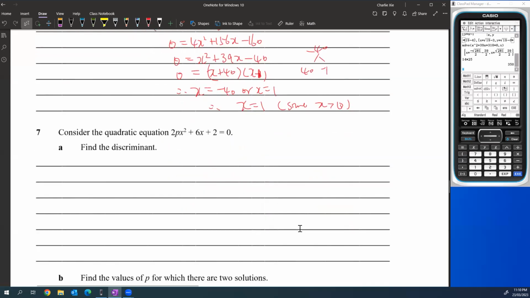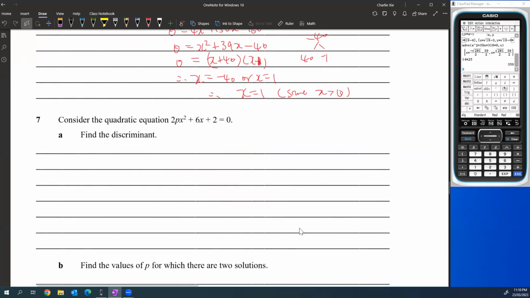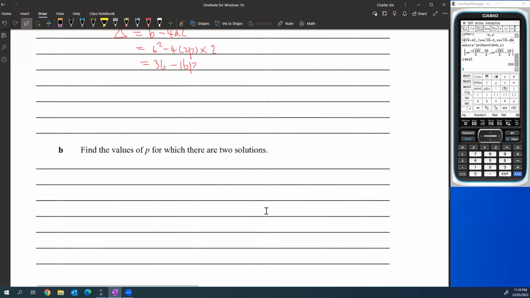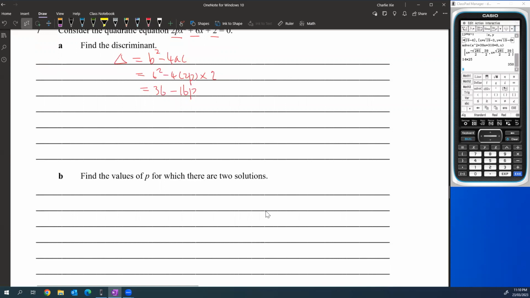Question 7. The discriminant of that, so a, b, c. Discriminant equals b squared minus 4ac. So 6 squared minus 4 times 2p times your c is 2. So 36 minus 8 times 2 is 16p. That's your discriminant. Let me double check. I don't want to make a mistake again. 36 minus 4 times 2p times 2. Yeah, 16p.